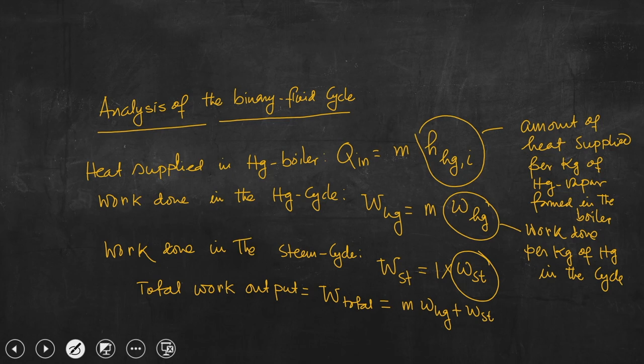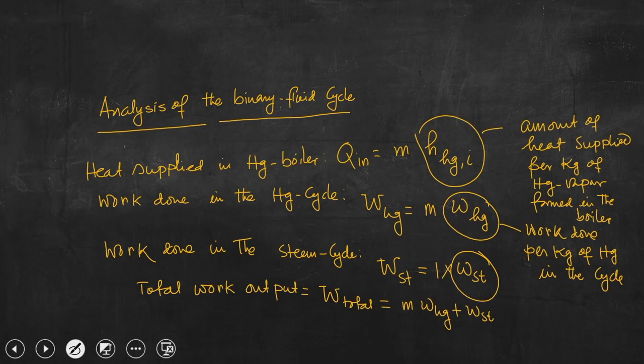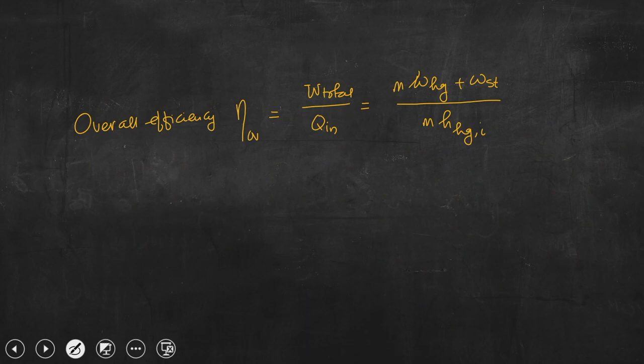right. So, overall efficiency of the binary cycle, that is eta overall, equal to W total divided by Q in. So, we can write this is m into WHG plus WST, divided by m into HGI, because Q in, that is the expression, right. So, this is the overall efficiency of the binary cycle.